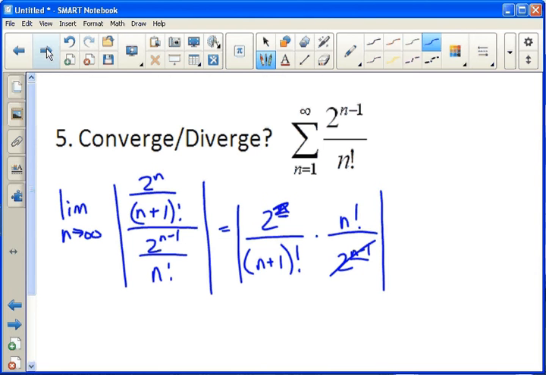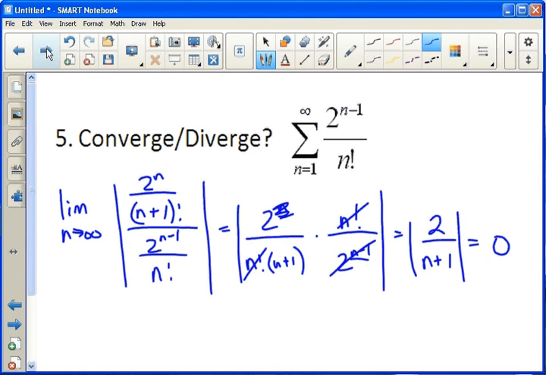Just like last problem, we can change n plus 1 factorial to n factorial times n plus 1. The n factorials cancel. That leaves us with 2 over n plus 1. The limit here is going to be 0. Power is bigger on the bottom. And since 0 is less than 1, we know the answer is converge.